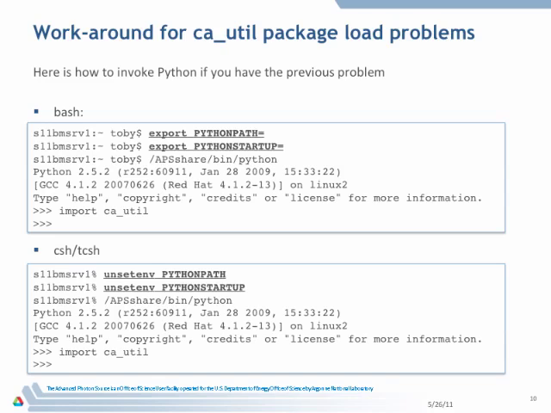Okay, for CSH or TCSH shells, the C shells, you have to do it in 3 lines, and you do it this way. Okay, so this will be in your notes if you have the problem.